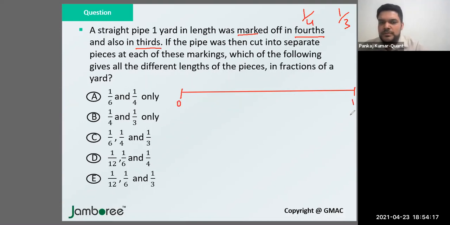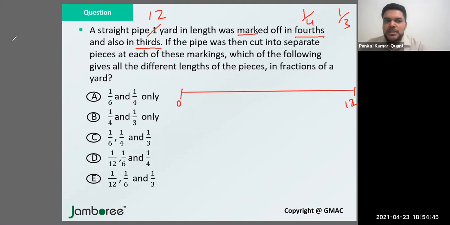Okay, let's make it a bit simpler here. Let's not take 1 yard. Let's take 12 yards. You guys will be able to relate why I took 12 yards. Yes, Lassie, it's absolutely right. We took the product of 4 and 3. So instead of 1 yard, I'm taking 12 yards.